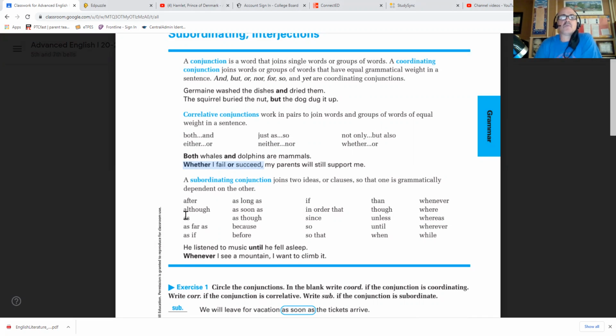So we couldn't say "Although I explained this" by itself, but you could say, "Although I explained this, someone still didn't get it." And then we have a sentence, because you need a subordinate clause and an independent clause. But we'll get into that later. So, "He listened to music until he fell asleep." There's a subordinate clause beginning with a subordinating conjunction. "Whenever I see a mountain." See, "I see a mountain" by itself would be a sentence, but "whenever" subordinates it.